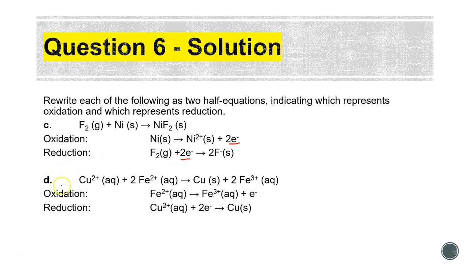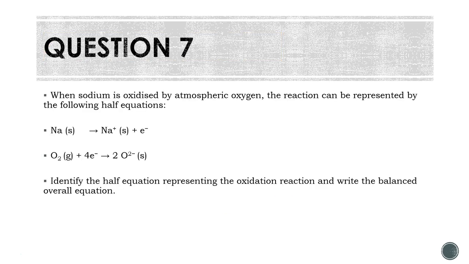In the case of D, we have copper ions reacting with iron 2 plus ions. Iron can have multiple charge states. It can be iron 2 plus or iron 3 plus. So in this case, the iron goes from iron 2 to iron 3, so it has been oxidized. Okay, and the copper goes from copper 2 to copper solid, so it has been reduced. Hopefully you got each of those correct. Another couple of questions for you to have a go at and then go through the solutions.